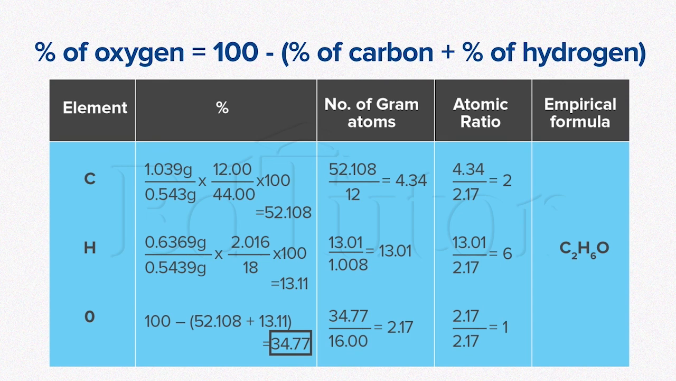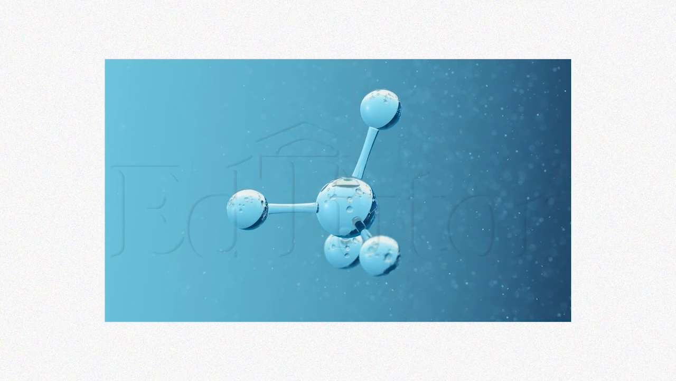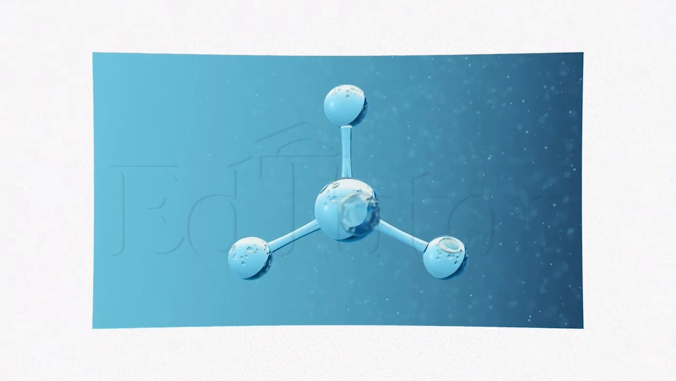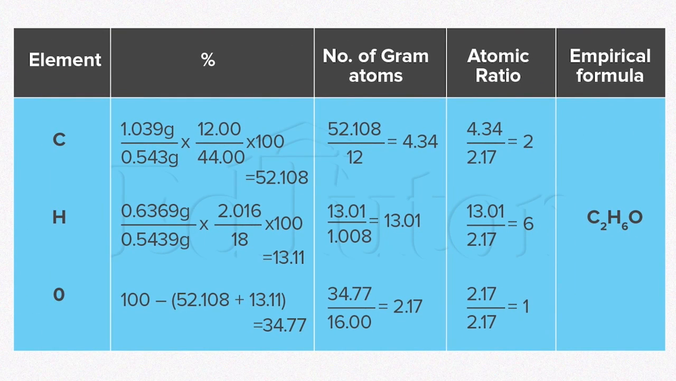34.77% oxygen. Let us now calculate the number of gram atoms of hydrogen and oxygen. For hydrogen, number of gram atoms equal percentage divided by atomic mass. On inserting the values, we get 13.01 gram atoms. For oxygen, number of gram atoms equal percentage divided by atomic mass. On inserting the values, we get 34.77 divided by 16. This will give 2.17 gram atoms.